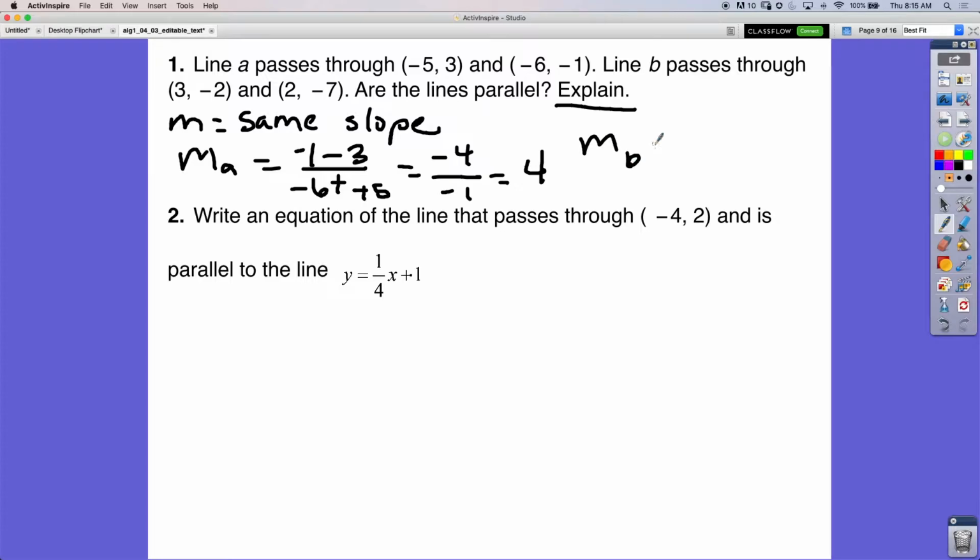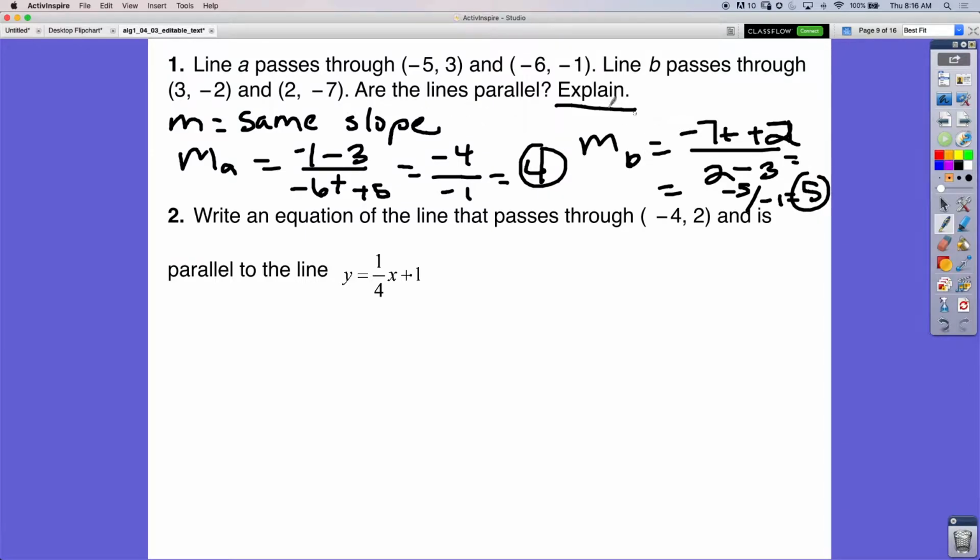So the slope of line B is, I like to put the subtraction signs in because I always get messed up with my negatives. So -7 minus -2. And then 2 minus 3. That is adding it. So the slope of line B is -5 over -1, which means the slope is 5. Do they have the same slopes?